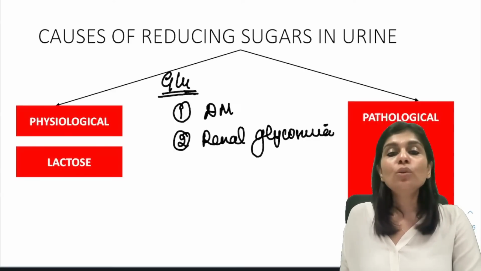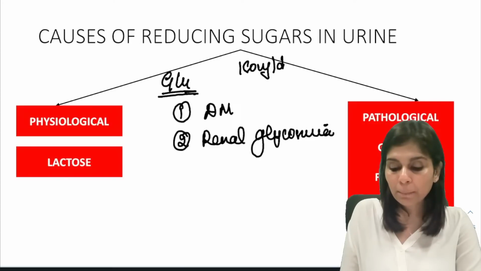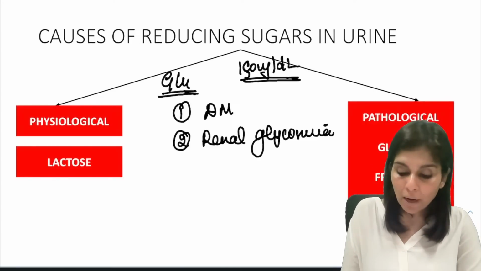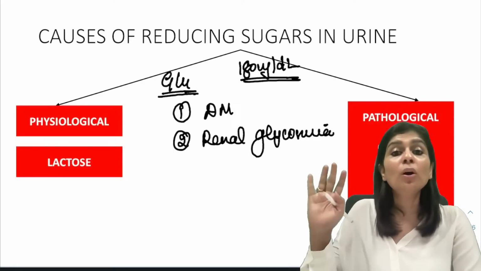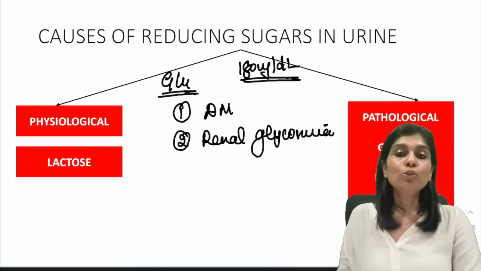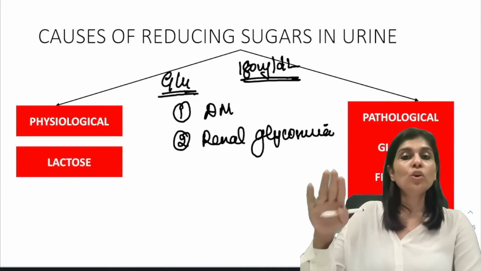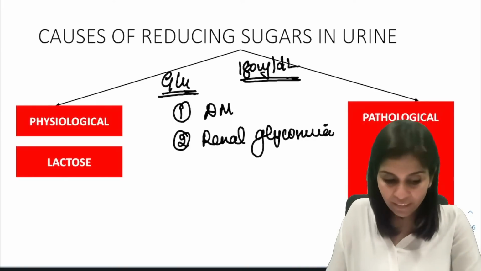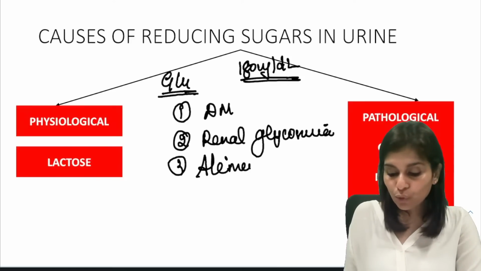What is the threshold for glucose? The renal threshold for glucose is 180 milligram per deciliter, which means only when the plasma glucose is above 180 milligram per deciliter, it is going to be found in urine normally. But in renal glycosuria, if the renal threshold is reduced, even when the plasma glucose is normal, it will be found in urine. So that is renal glycosuria.